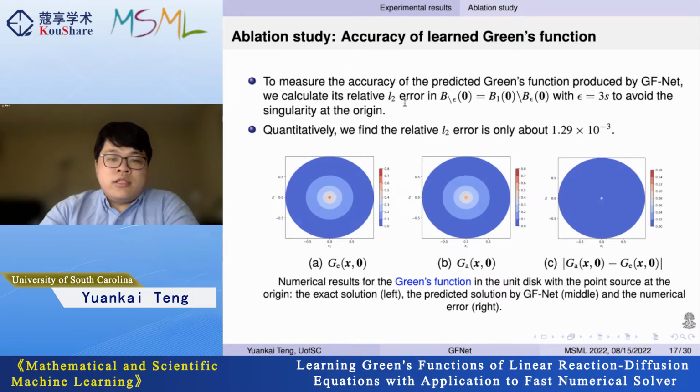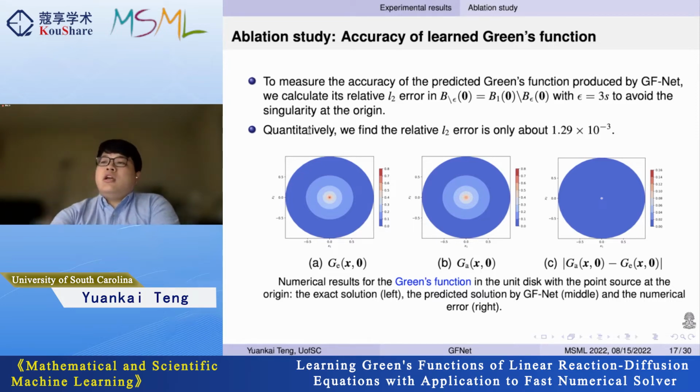Since the singularity will occur when X is close to the ξ, we calculated the relative L2 error in a ball with a small center removed, where you can see here epsilon equals 3s to avoid the singularity at the origin. Quantitatively, we find the relative L2 error is about 1.29 multiplied by 10 to the -3. The error is mainly concentrated at the center, and it decays rapidly toward the boundary.